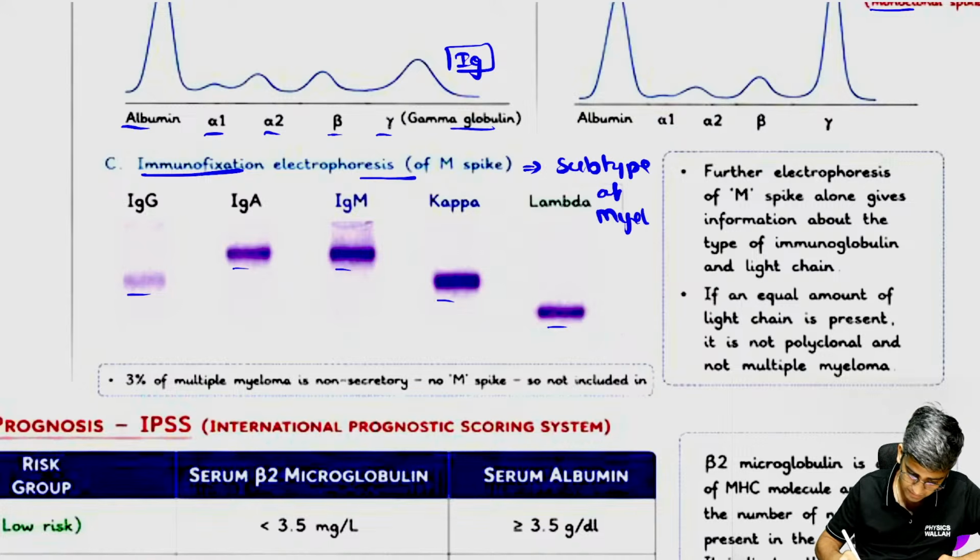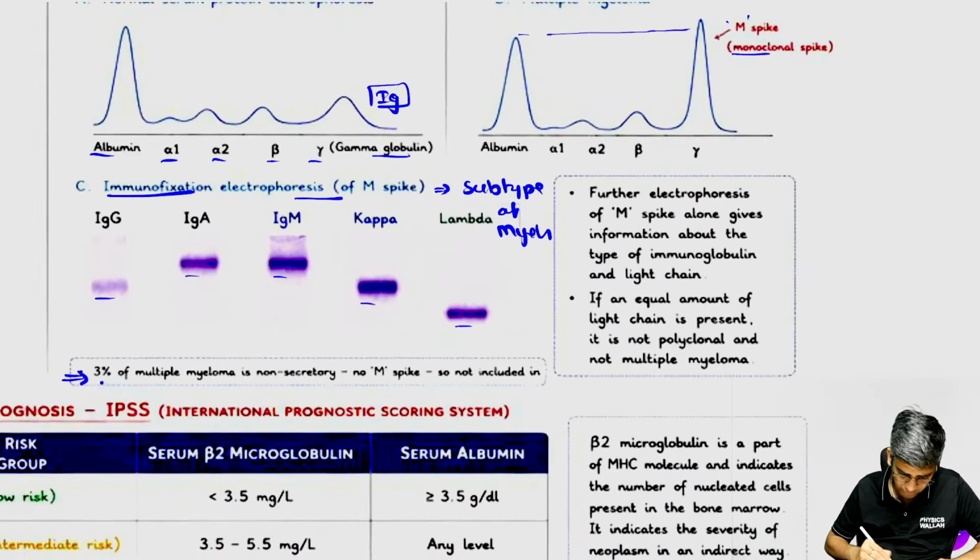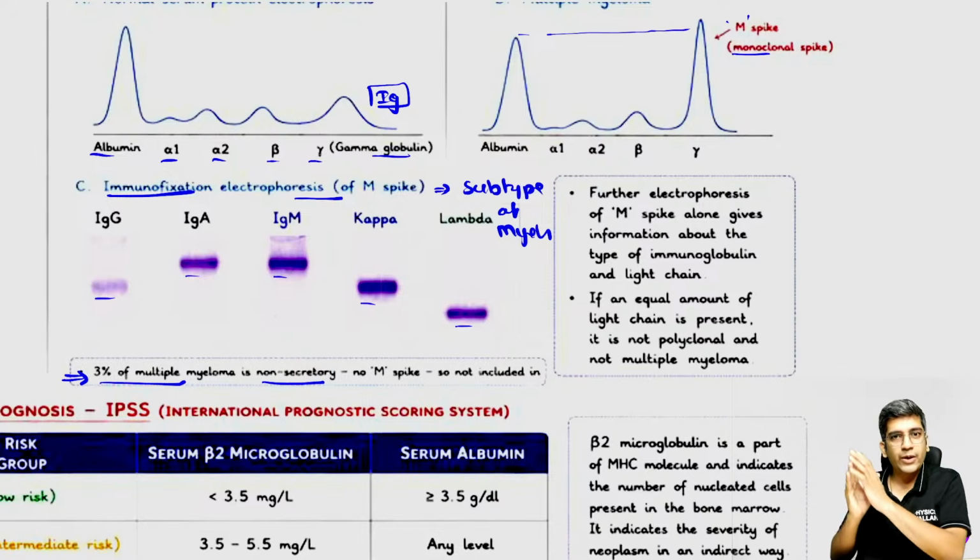It'll be able to tell me exactly what myeloma it is, fine? Okay. Rarely, up to 3% of multiple myeloma are non-secretory, which will be negative on electrophoresis and negative on immunofixation, fine?